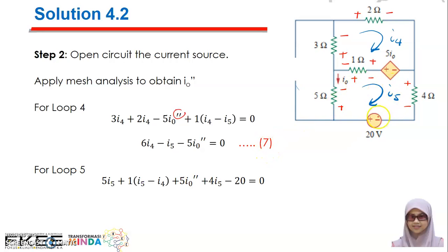Okay, and then for loop 5, you apply your KVL. So here you have 5i5 plus 1 times i5 minus i4 plus 5i0 plus 5i5 minus 20 equal to 0. Okay, and then you can just further simplify your equation. You get minus i4 plus 10i5 plus 5i0 double prime equal to 20.